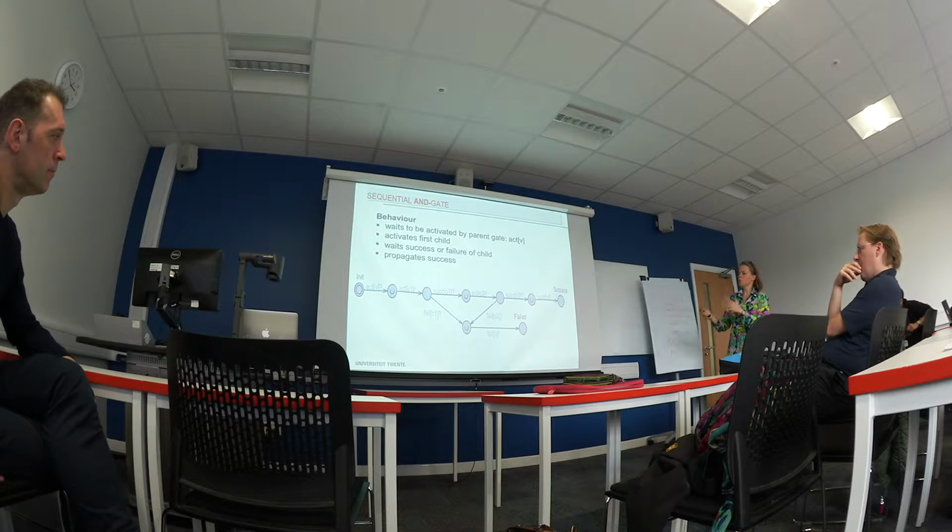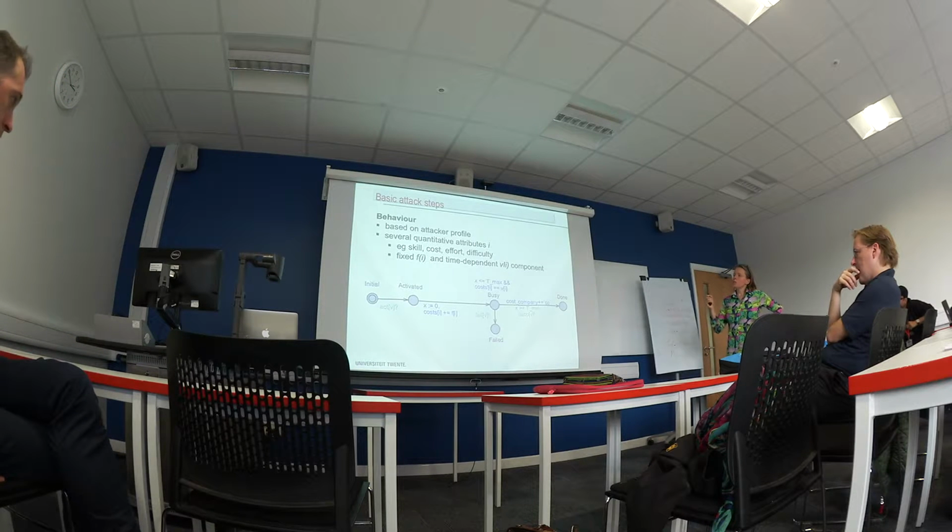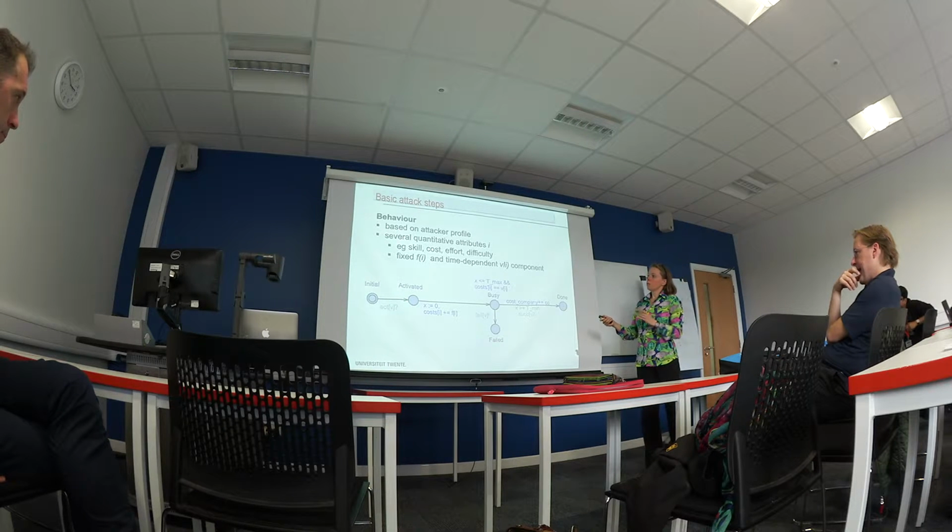And you do something with failures also. Let's skip that in view of time. Now, this is the basic attack step, and here's where all the costs are incurred. So, you have several quantitative attributes, I, and they can, as I said, be skill, effort, cost, difficulty.